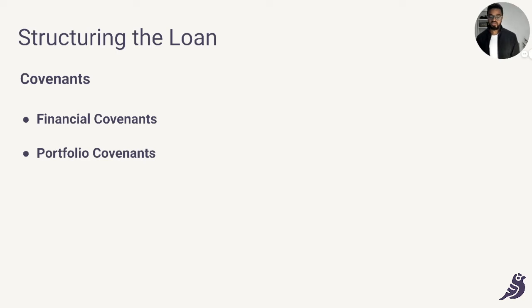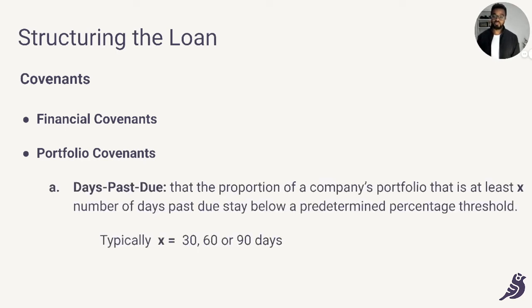These typically take the form of, one, days past due covenants. The days past due covenants are the covenants that state that the proportion of a company's portfolio that is at least a certain number X of days past due should stay below a predetermined percentage threshold. Now, X is typically 30, 60, or 90 days.